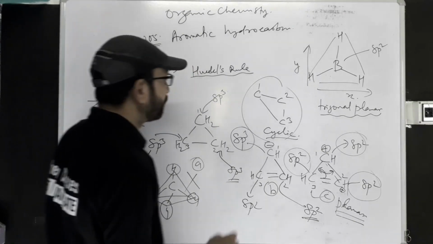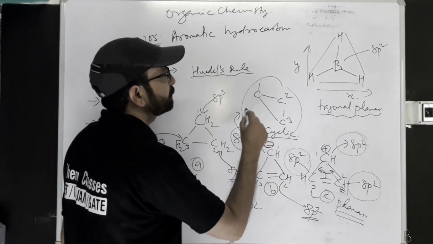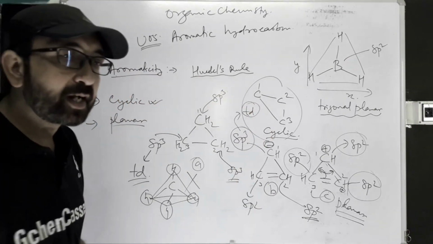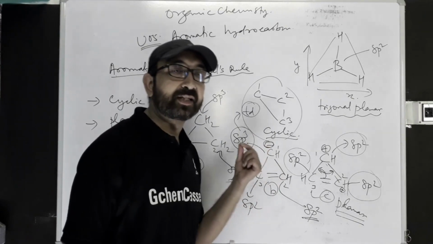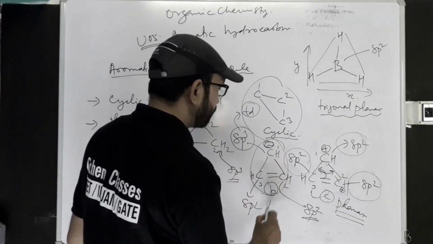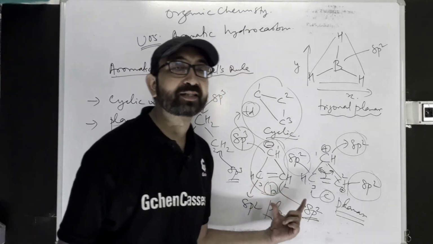Now coming to option B, what is happening? This is sp3, so we know that sp3 is not planar, it is tetrahedral, right? But in this type of case, this whole molecule is planar. Okay, this whole molecule is planar.